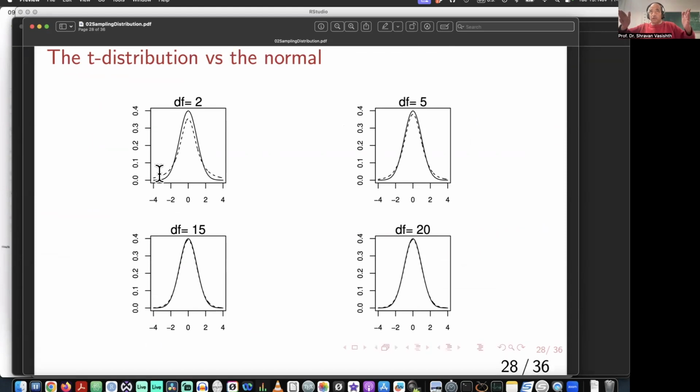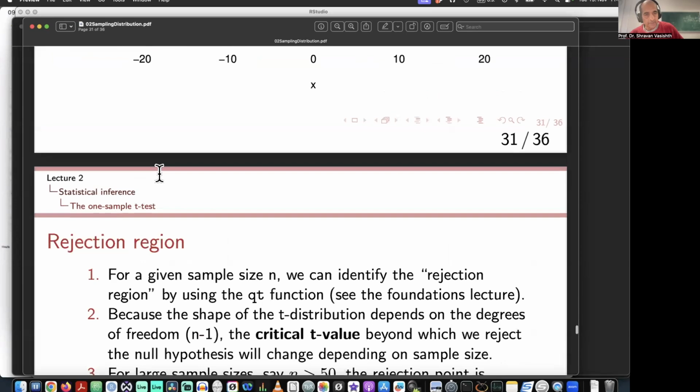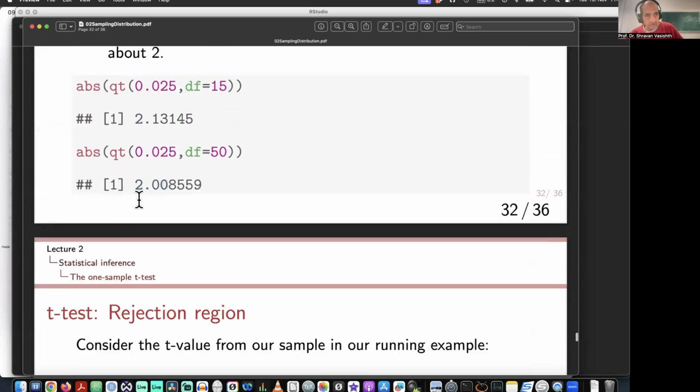That means you have to go out further to cover 2.5% of the area under the curve on the edges, on the tails of the distribution. If the distribution gets tighter, that means if the tails become smaller, then your cutoff point will also go in a little bit. That's why for larger sample sizes, you end up with this cutoff point of 2 instead of 2.13 when you increase the sample size, okay?